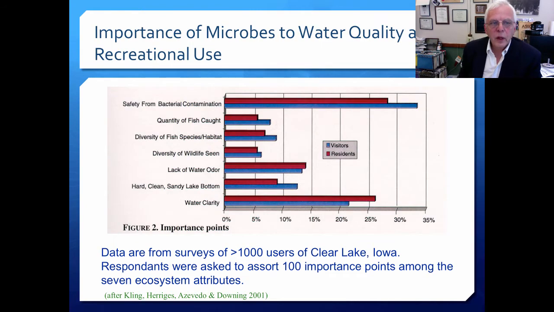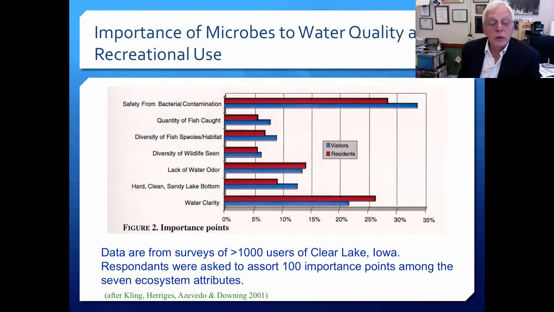Now, microbes are really important to water quality and recreational use, and this is just a graph from a study that I collaborated in some years ago, where we asked people to assort 100 importance points among the 7 ecosystem attributes seen in this graph, and this is from over 1,000 surveys of users of a single lake. And interestingly, number one by far was safety from bacterial contamination. Nobody wants to get sick when they're out for a recreational visit to a lake.